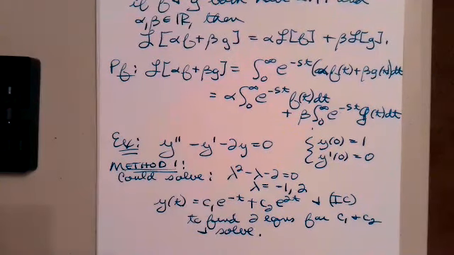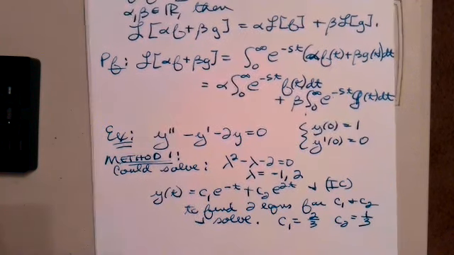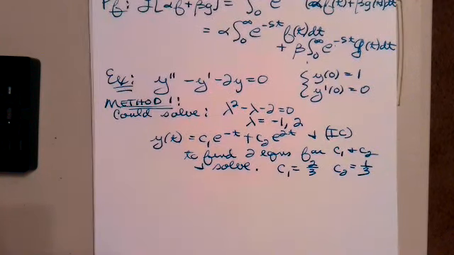Okay, that's an old method. It works on a problem like this. And if you did that, I'll tell you what you would get. You can check me on this later. You would get that C1 is 2/3 and C2 is 1/3. Okay, I don't want to go through that because we've done that kind of calculation a bunch of times. You know how to do that.